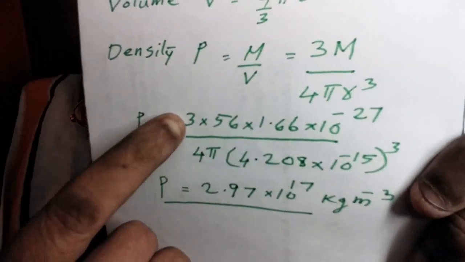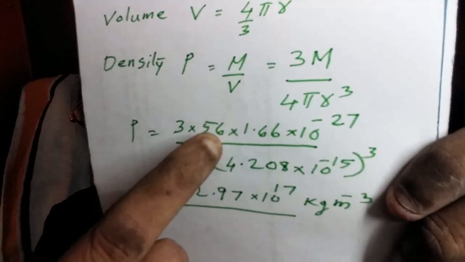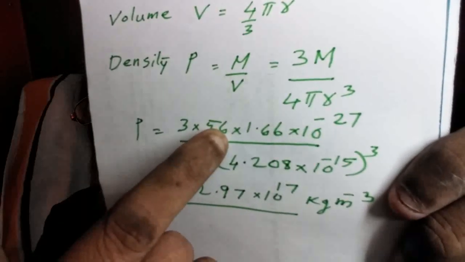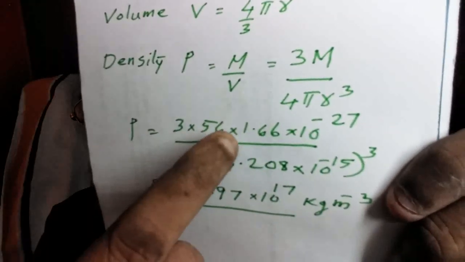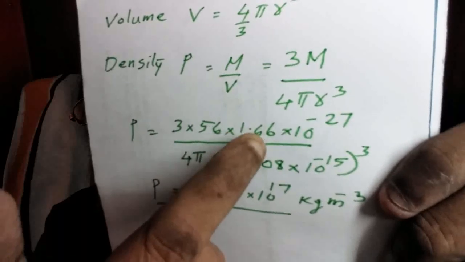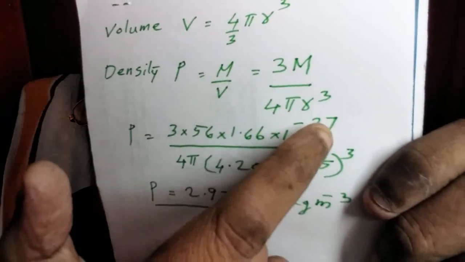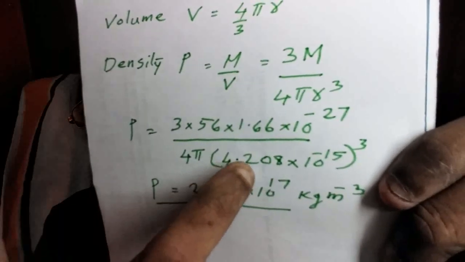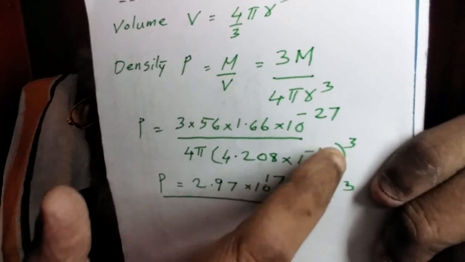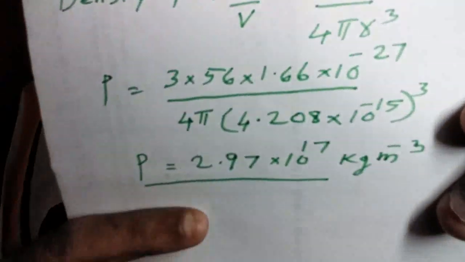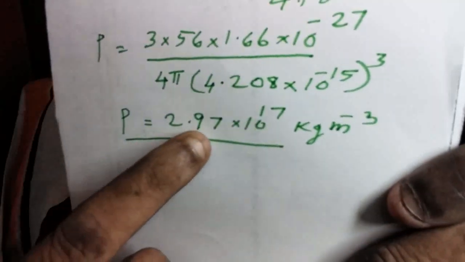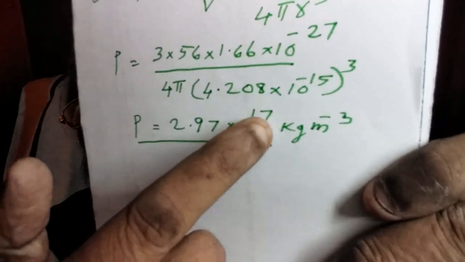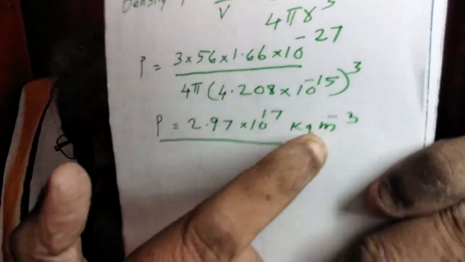Substitute all these things. 3 into m is 56. This is in atomic mass unit, convert it into kilogram. So this into 1.66 into 10 raised to minus 27 divided by 4 pi into (4.208 into 10 raised to minus 15) cube. The final answer will be 2.97 into 10 raised to 17 kilogram per meter cube.